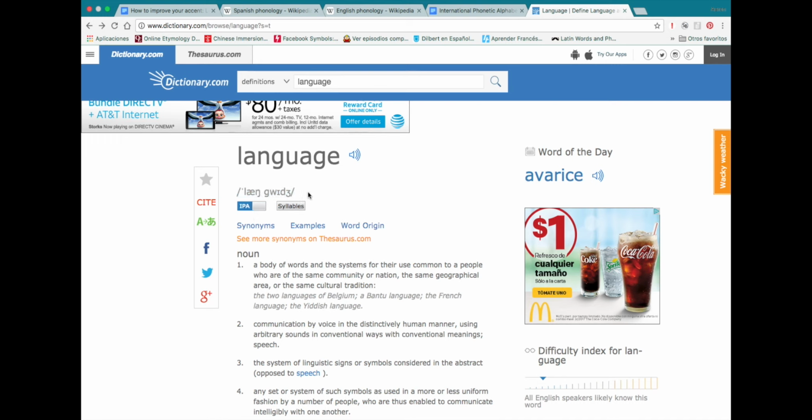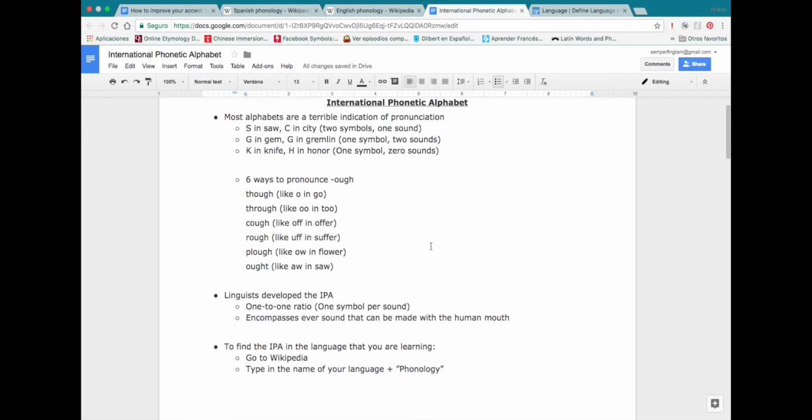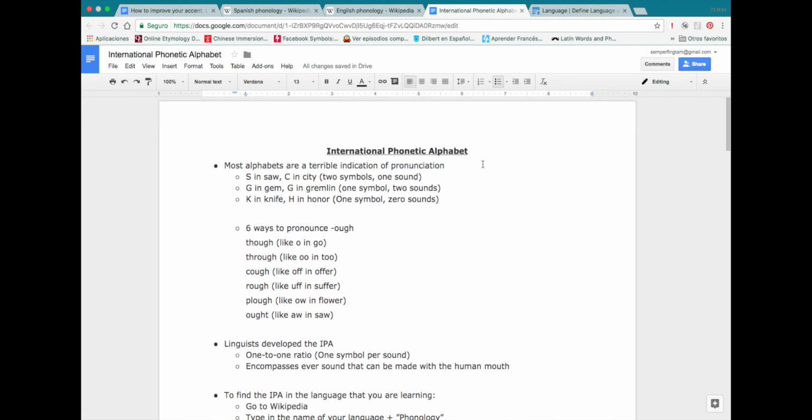And this is actually a really great resource for understanding how to pronounce a word if you're not familiar with the pronunciation in that language. And the reason that the IPA is so great is that most alphabets in the majority of the world's languages are absolutely terrible for showing you how a word is supposed to be pronounced. Now, some of them are a little bit better, like Spanish, but even that has a lot of ambiguities and can be confusing at times. And English is a great example of this.